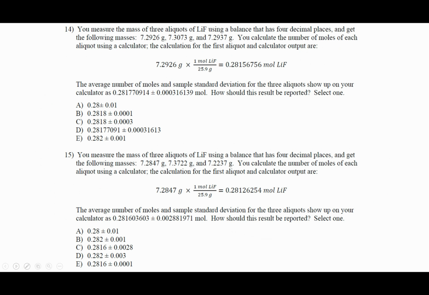Okay, 14. You measured the mass of 3 aliquots of lithium fluoride using a balance that has 4 decimal places and get the following masses. Okay, you calculate the number of moles of each aliquot using a calculator. The calculation for the first aliquot is as follows. The average number of moles and the sample standard deviation for the 3 aliquots show up on your calculator as such. How should this be reported?